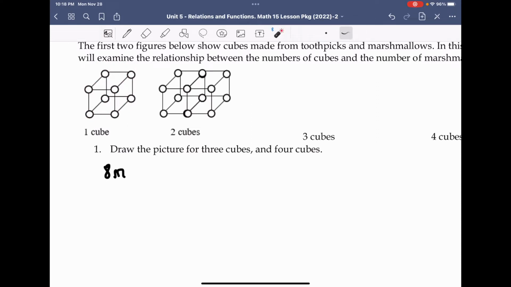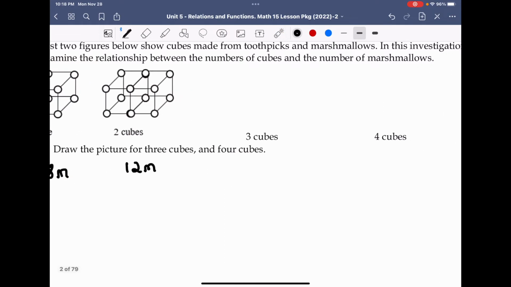I then go on to my next diagram and I realize when I have 2 cubes, I have 1, 2, 3, 4, 5, 6, 7, 8, 9, 10, 11, and 12 marshmallows. So I'm going to put 12 below. Now, using predictive modeling, what I could realize is that when I went from 1 to 2 cubes, what did I realize happened with the marshmallows? They increased by 4. So if I was to do predictive modeling for 3 cubes and 4 cubes, I would most likely expect to see 16 marshmallows for 3 cubes and 20 marshmallows for 4 cubes. And that goes by the idea that it's increasing by 4 marshmallows per extra cube added.